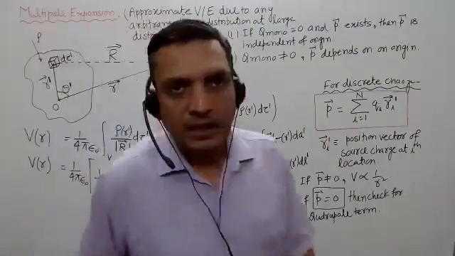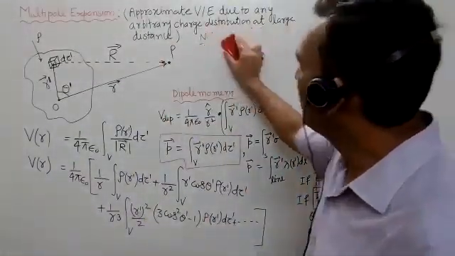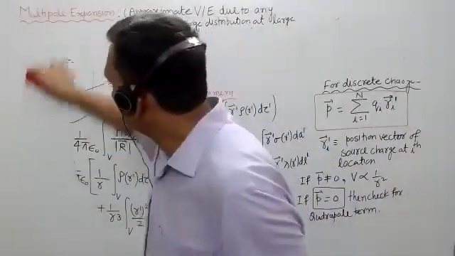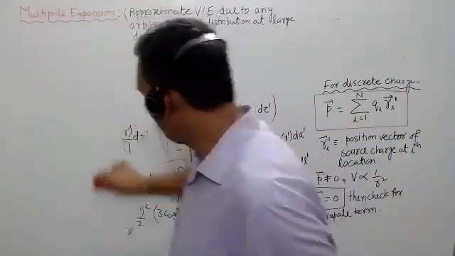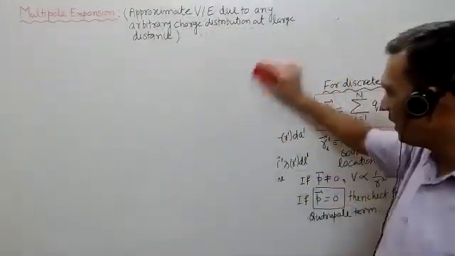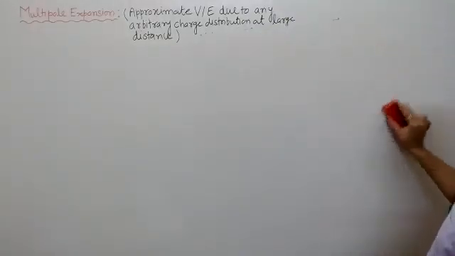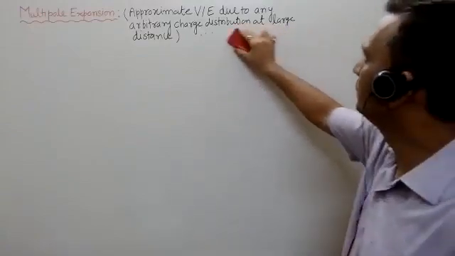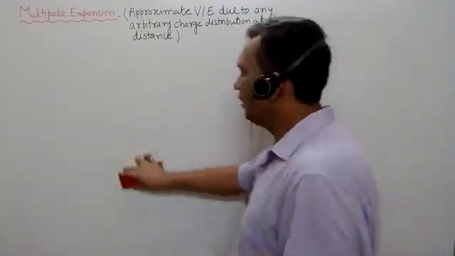So we will see examples based on multipole expansion. You have to remember these points. In today's class, I will discuss only discrete charges, and in the next class I will discuss examples based on continuous charge distribution. So let us see the first example.